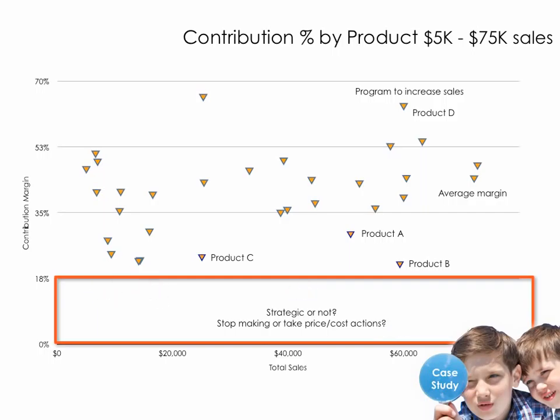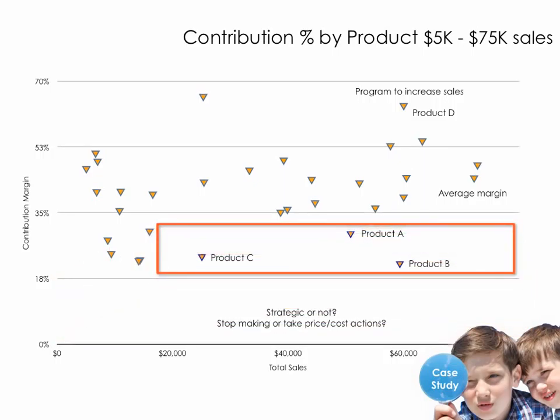Then there are some products with low margin but okay sales. The question then is, how can we put specific plans in place to increase sales volume? Like this.